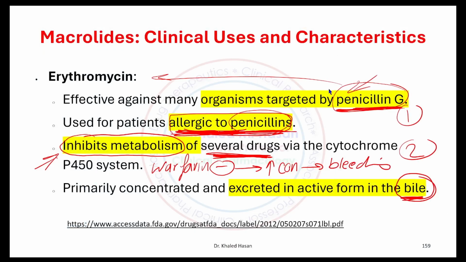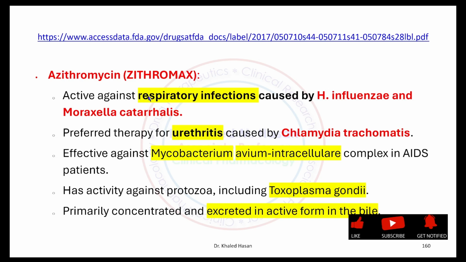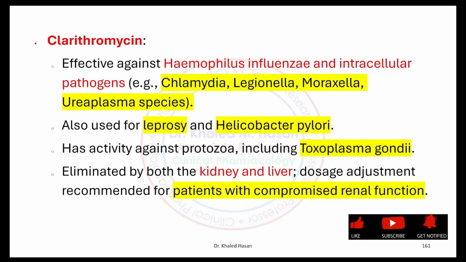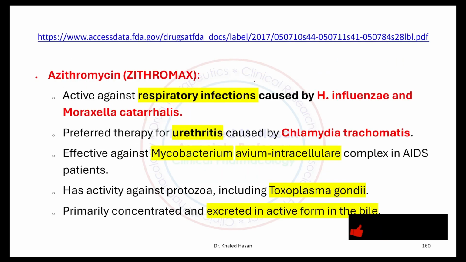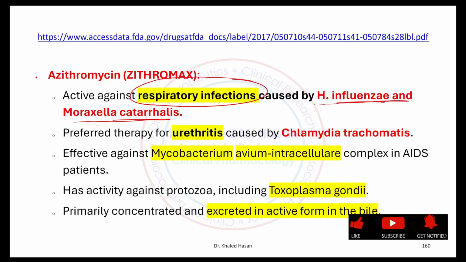Moving to the next, we have azithromycin, brand name Zithromax. This medication is considered an effective medication against respiratory infections, due to Haemophilus influenzae and Moraxella catarrhalis.